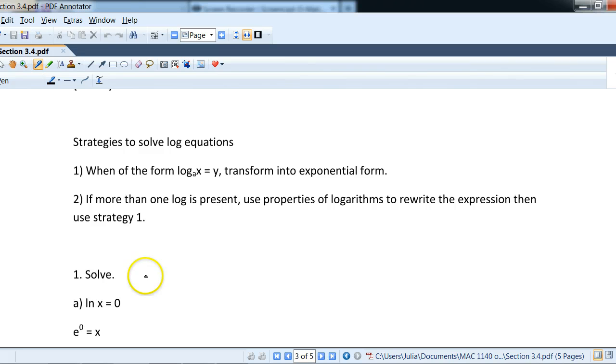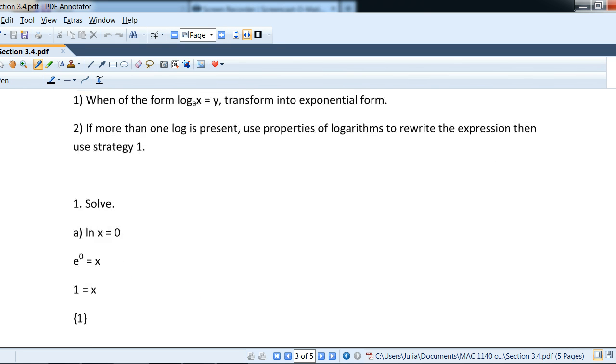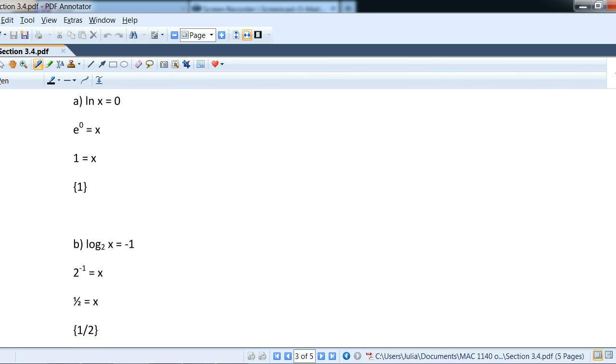So let's say we solve something like ln of x equals 0. You may suspect what the x would be, but let's rewrite it as an exponential. It would be base e to the power, or exponent, 0 equals x. Well, what do we get then? We get 1. So if you recall, ln of 1 would give us 0. So the solution is 1. What about log base 2 of x equals negative 1? Same idea. You can write it as base 2 to the exponent negative 1 equals x. So we'll get x is 1/2, or 1 over 2.